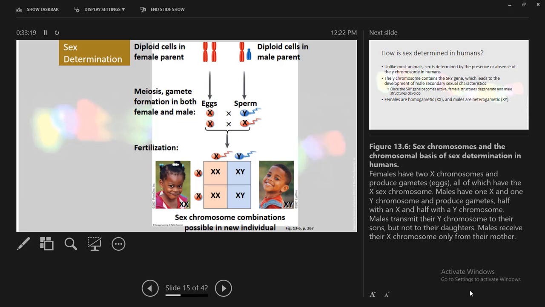So here's sex determination in humans, and this is for all mammals, not just humans. As far as I know, I don't know about the monotremes, like duck-billed platypi. I don't know if sex is determined this way. But sex is determined in mammals by the presence or absence of the Y chromosome. Okay? It's not determined by the number of X chromosomes you have. Now, it is typical for female mammals to have 2 X chromosomes and male mammals to have 1 X chromosome.